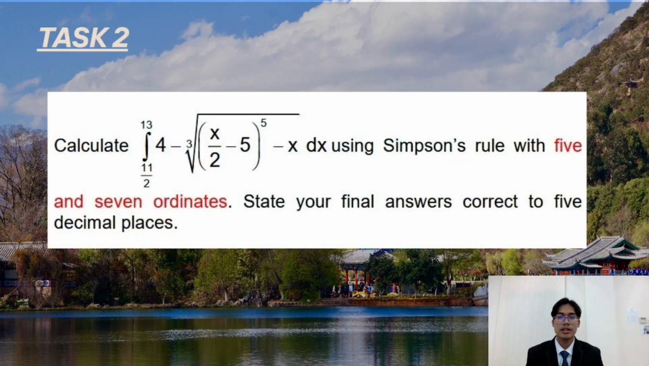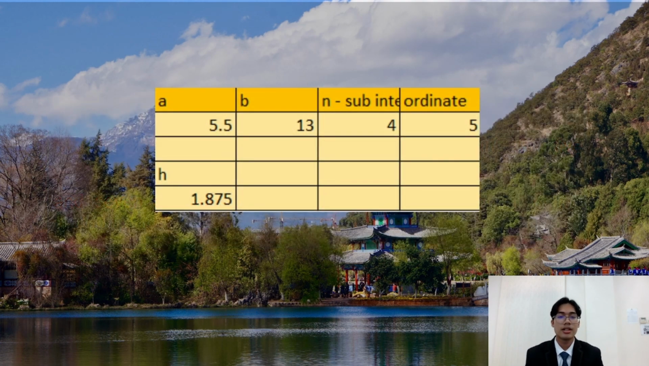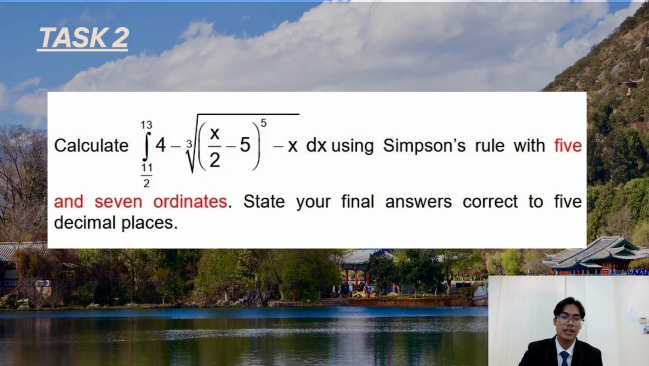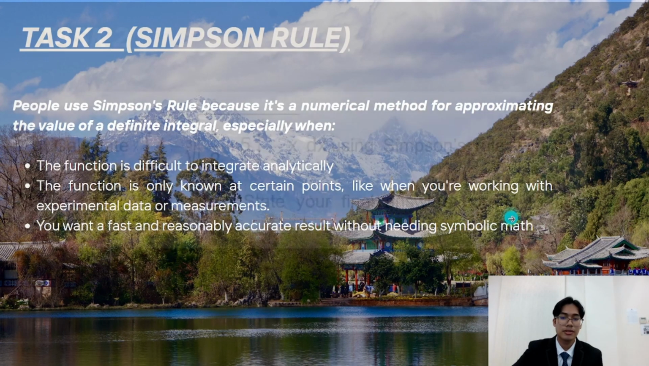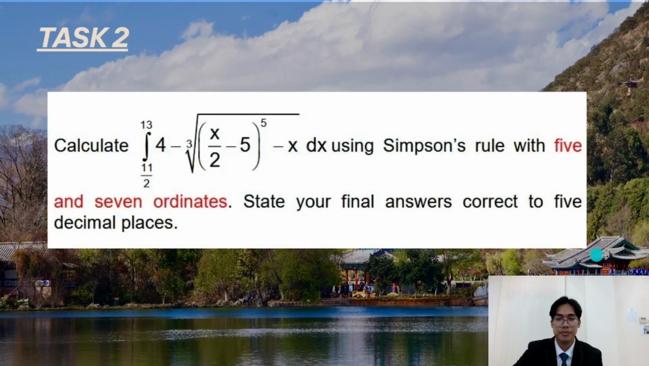Alright, so this is the question that we get for our Simpson's rule task. We need to find the area using 5 and 7 ordinates. First of all, if you want to use Simpson's rule, we need to determine the values of a and b. The values of a and b we can get from the integration. So a is here, which is half of 11. Oh, sorry. And b is 13 here.